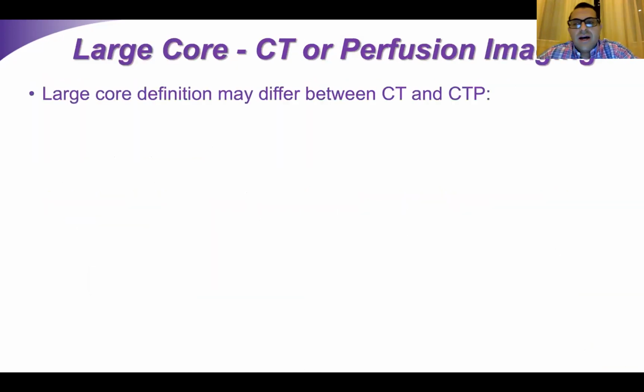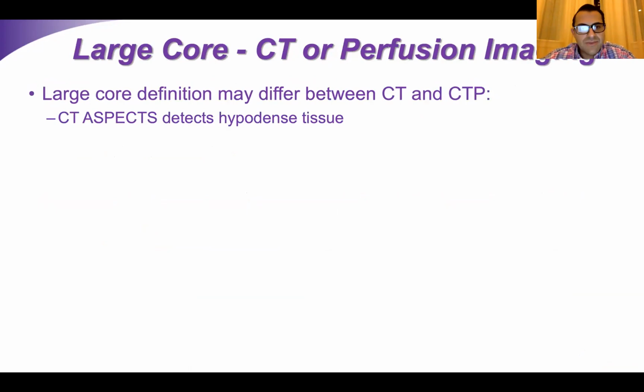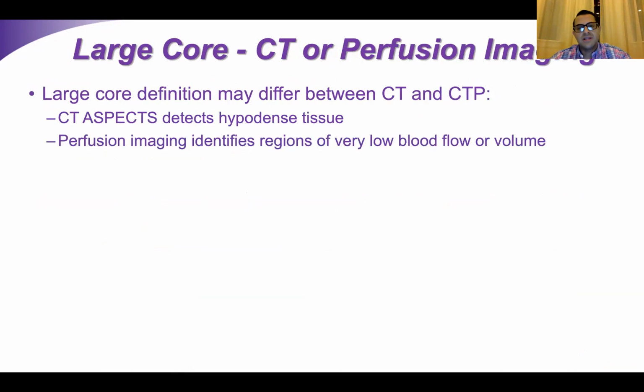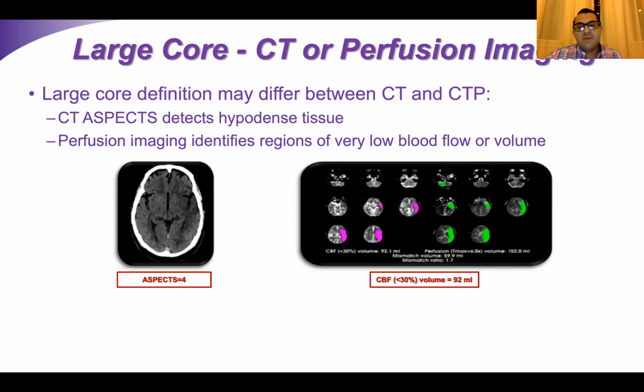So what is the large core definition? Well, it differs between CT and CT perfusion. CT aspects detects hypodense tissue. Perfusion imaging really defines it based on very low blood flow or volume. So an aspects of 4 in this patient comes out to a volume of about 92 mLs if you're using CT perfusion. These are the same patients.